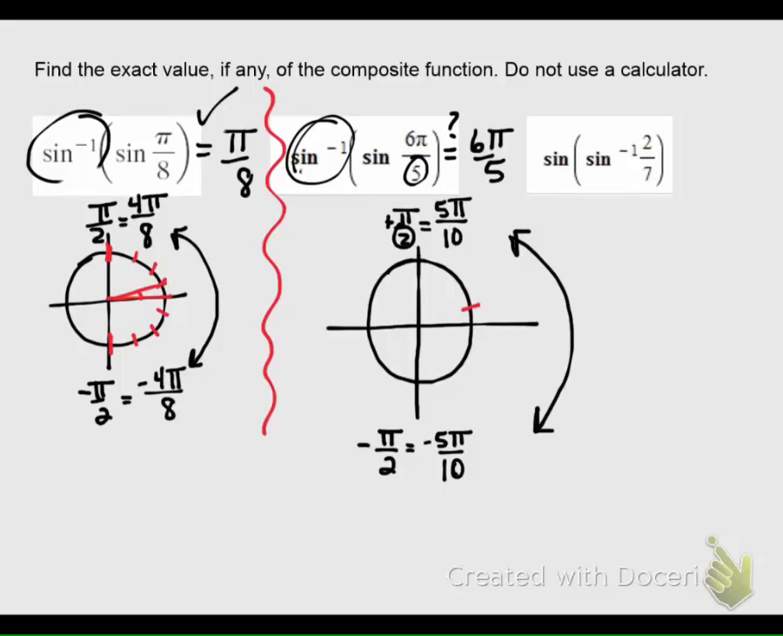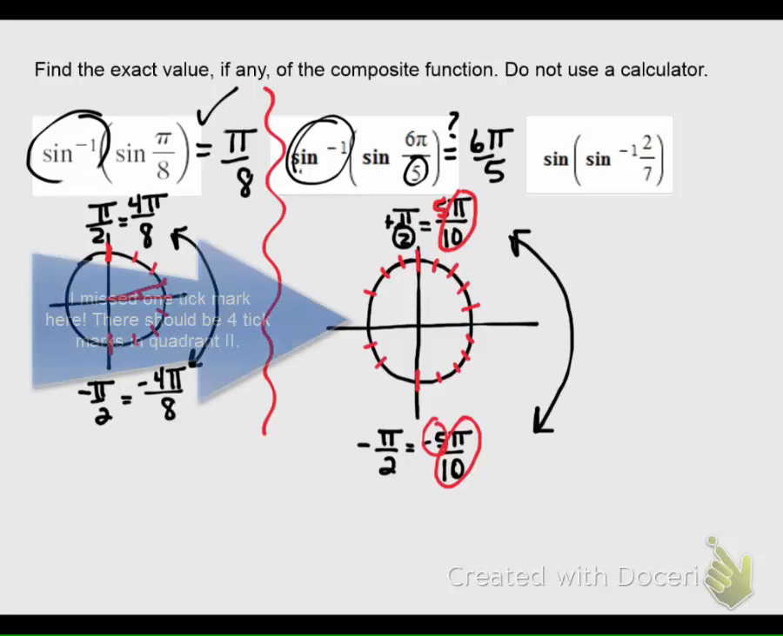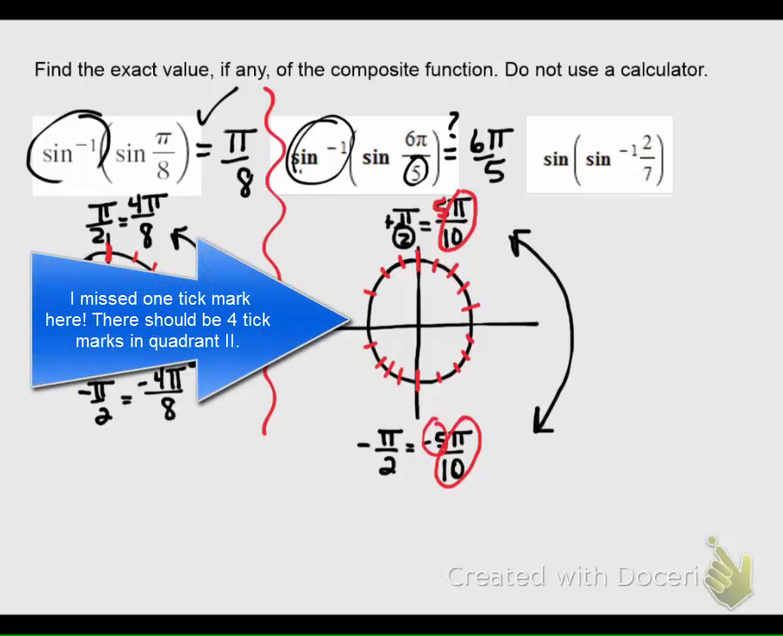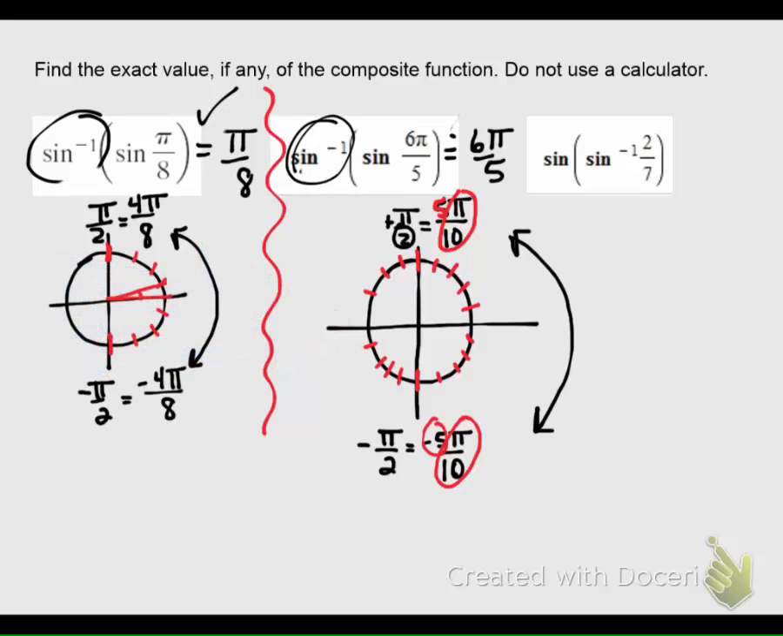So it takes 1, 2, 3, 4, 5 of the pi over 10 tick marks to hit this spot. And then going the other way, it takes 1, 2, 3, 4, 5 of the pi over 10 tick marks to go in a negative direction. Now the question is how many of those tick marks, and basically you know there's 4 tick marks per quadrant. So the question is 6 pi over 5 would be equivalent to how many of the 10 tick marks? 12 pi over 10. So let's count them out.